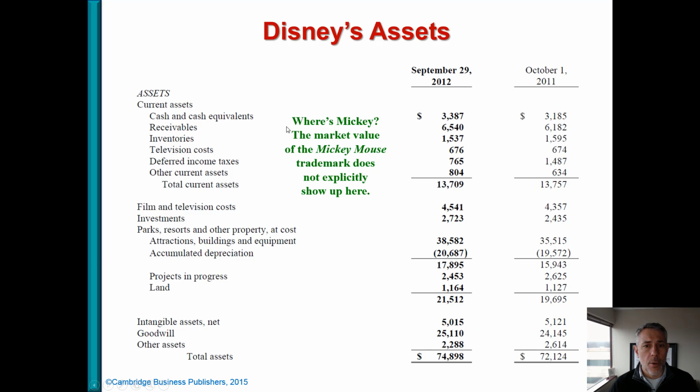The authors here ask a question: where's Mickey? The market value of Mickey Mouse is a trademark that does not explicitly show up on the balance sheet, but you'd be hard-pressed to find anybody who didn't support the conclusion that there's huge value in those mouse ears. Mickey Mouse is a recognizable figure around the world. Certainly that value does not show up on the balance sheet.